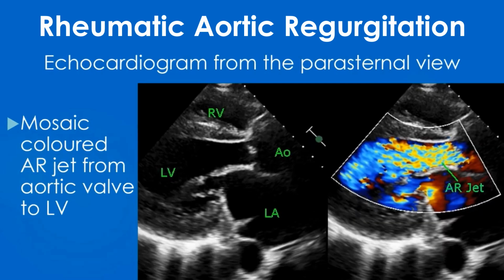Echocardiogram in severe aortic regurgitation is shown here. Echocardiogram from the parasternal region showing the high velocity mosaic colored aortic regurgitation jet from aortic valve to the left ventricle, marked as AR jet. Both left atrium and left ventricle are dilated in severe aortic regurgitation.